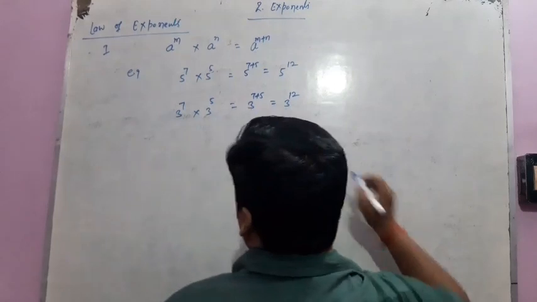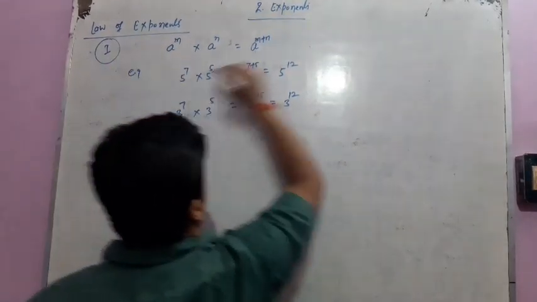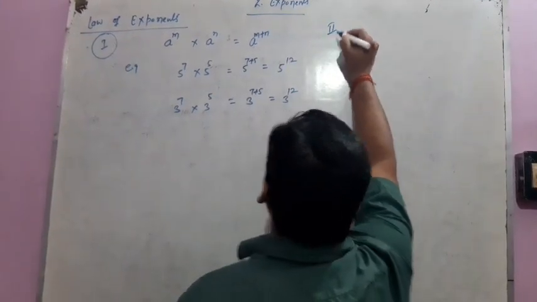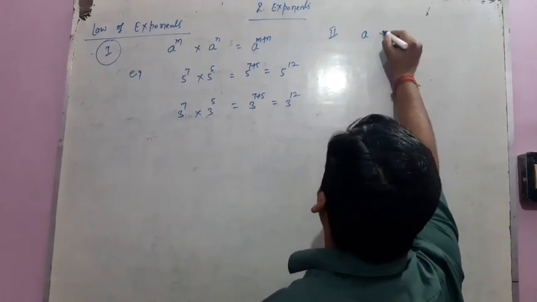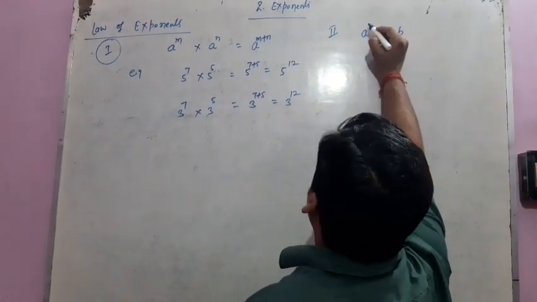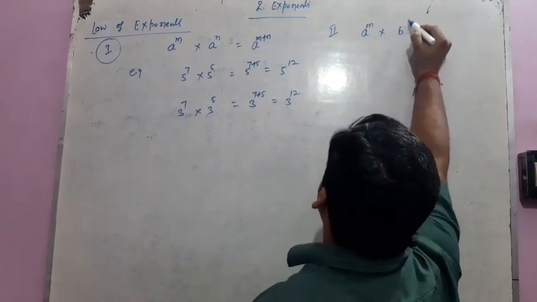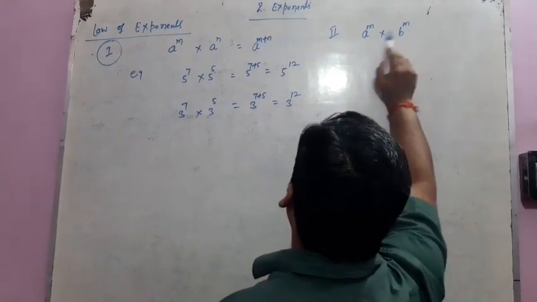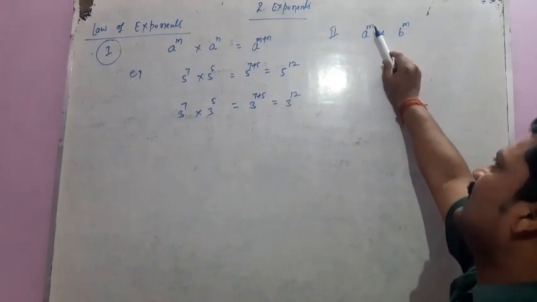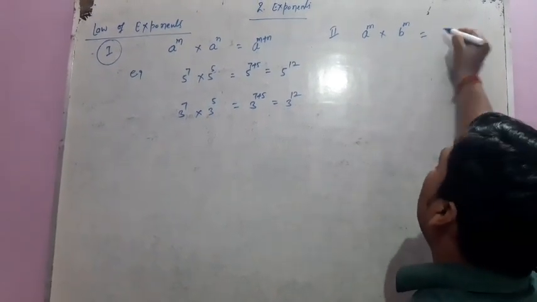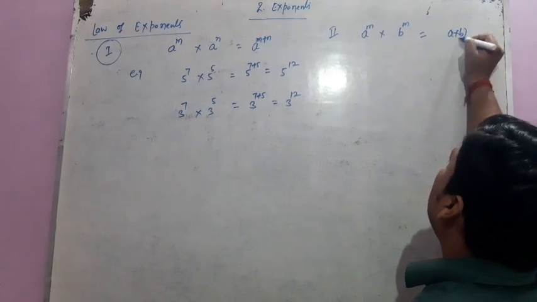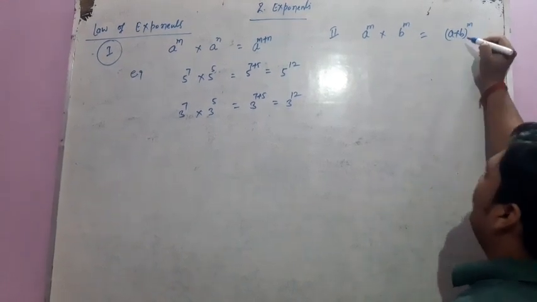Okay. Now the second law of exponents. The second law tells us if there are two different numbers, suppose a and b, but their exponents are the same and they are in multiplication, then we have to multiply the numbers and write the exponent on the whole.